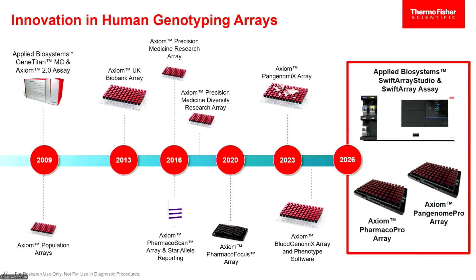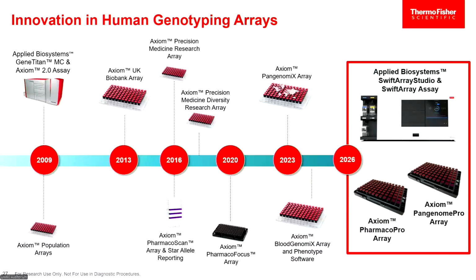I'll answer the question you probably already have in your head: why do you only have two arrays? Answer being that we've launched the Swift Array Studio on the human end of the business first. And these two arrays were the ones that we needed the updates most critically. And so as we'll see, Pharmaco Pro follows legacy products like PharmacoScan and PharmacoFocus, right?